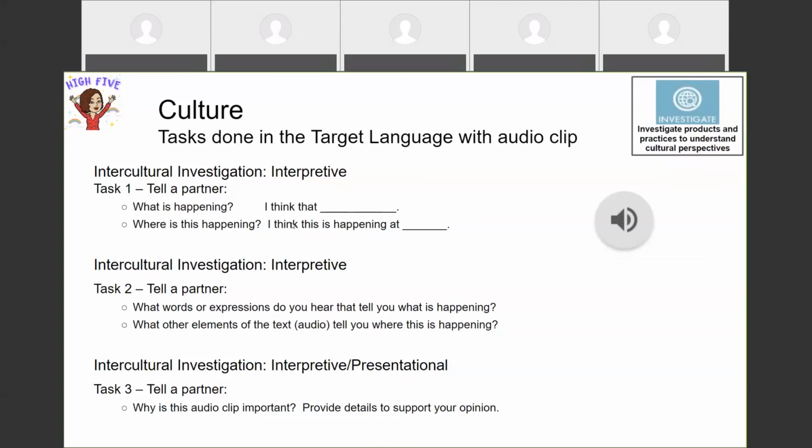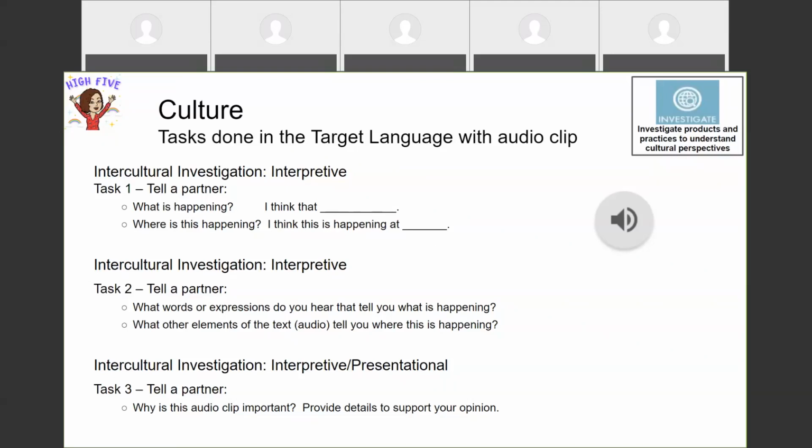So part of their first interpretive task, which would be their first intercultural investigation, you just want them to figure out with a partner after they listen, what's happening. And you give them the question and the sentence frame here, so that they can say, I think that blank is happening. So in this case, they might say that a game is happening or a football game is happening. Where is this happening? Even our novice students could say, I think this is happening at a stadium or something to that effect. Your more intermediate level students might give you a few more details, but then you stop them, make it a very short conversation.